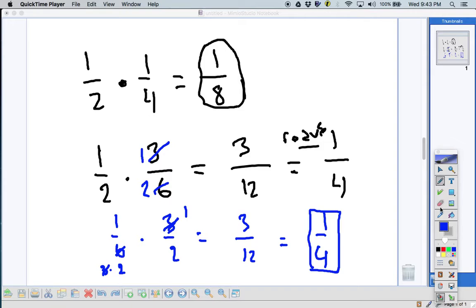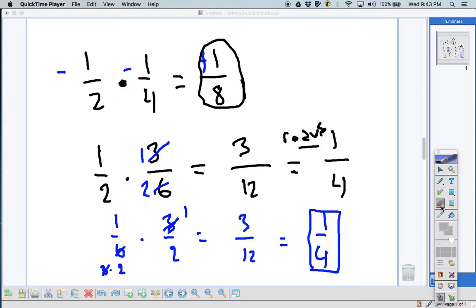So negatives still apply if we had made these negatives. If I had one negative, my answer becomes negative. And if we have two negatives, the answer becomes positive again, just like it did for integers. Otherwise, it's just multiply across. So tops get multiplied together in the numerators, as do the denominators.